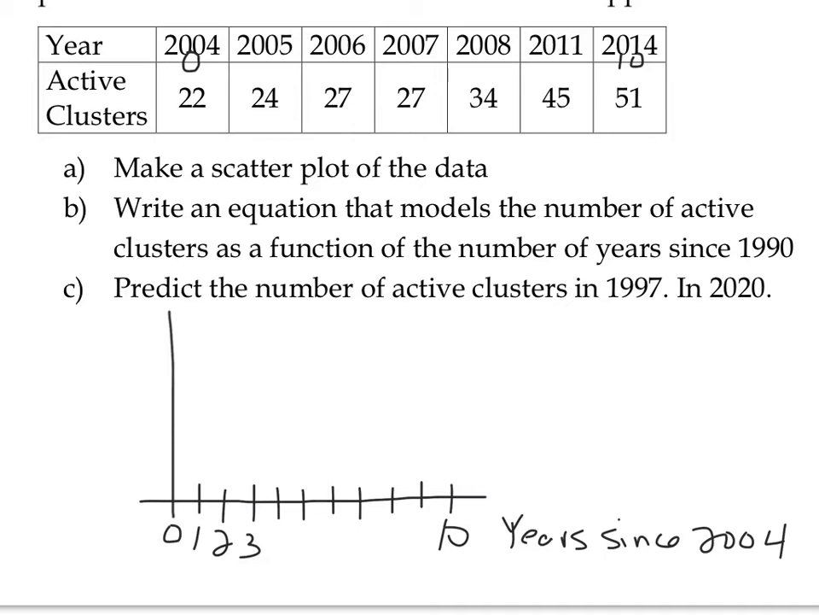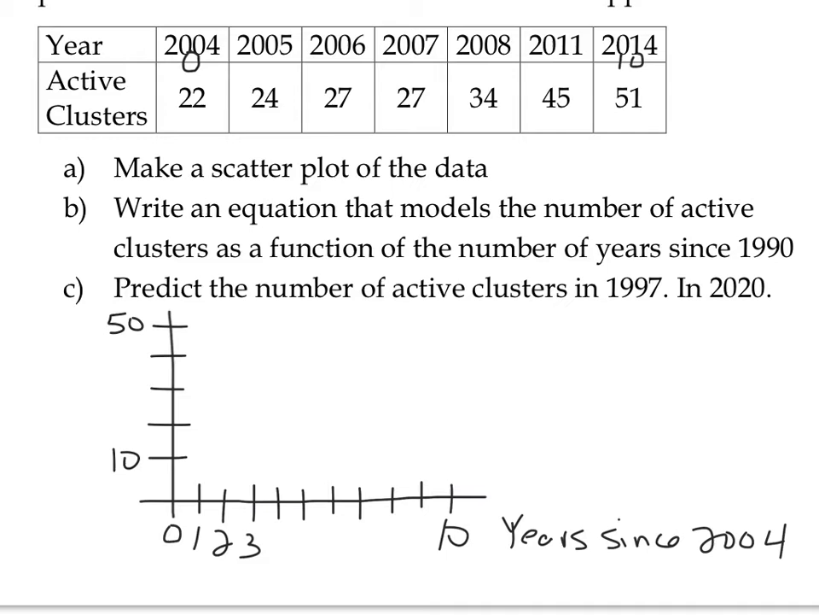And then our y values go from about 22, that's our low value, up to 51. So you may want to count by 5s or 10s. I'm going to go by 10s: 10, 20, 30, 40, 50. And now we'll be able to plot these points. Keep in mind, we're not going to put 2004 on our x-axis. When we're talking about years, you want to have a starting year, or a starting time sometimes, and then go from there.